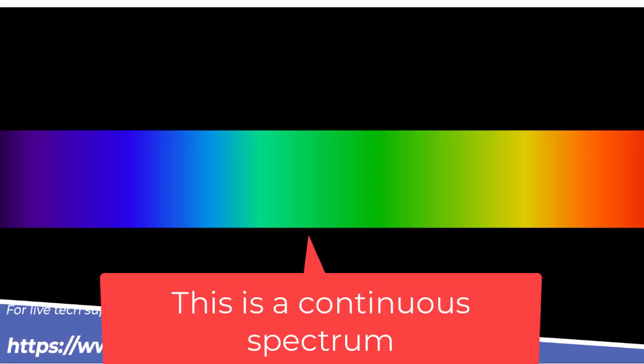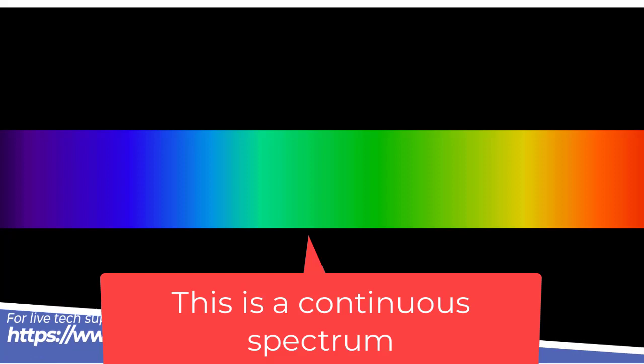In this video, I will explain the difference between continuous spectrum and spectral lines. So right now on the screen, the spectrum that you are seeing is a continuous spectrum. And the reason why this is a continuous spectrum is because you can see the colors are changing gradually.